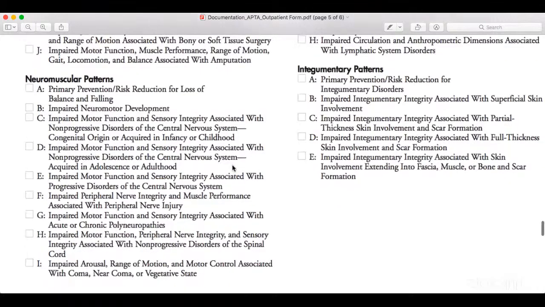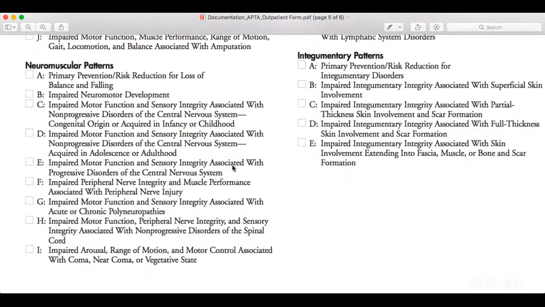Under neuromuscular, you will see things like impaired motor function and sensory integration associated with non-progressive disorders of the central nervous system. Can you see these non-progressive disorders is the vascular one that I talked about? It didn't say stroke. From the look of it, this patient may have stroke. Possibly it might be traumatic brain injury, because what we are after is if it is non-progressive and he has impaired motor function, because that's what I'm going to treat, impaired motor function. I will treat sensory integrity problems, sensory problems. These are the things that I will treat. And therefore, my diagnosis should reflect what I treat.